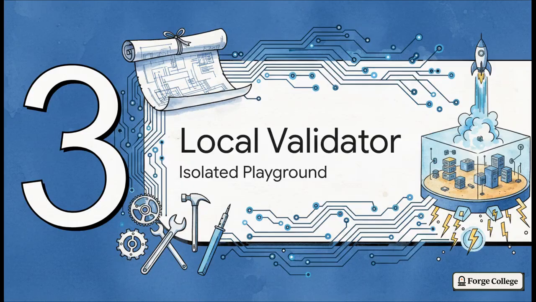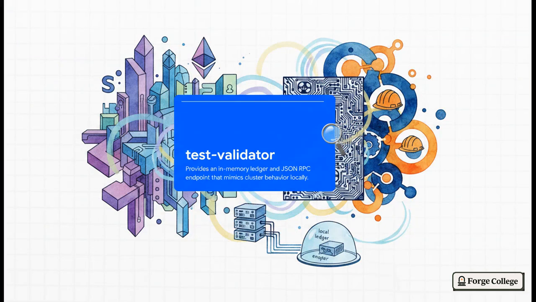All right, Section 3, firing up the local validator. With all those tools installed, it's time to boot up our isolated playground. Back in the Ethereum world, you were probably used to running a local Hardhat node. Well, over here in Solana, we use what's called the Solana-test validator. It provides an in-memory ledger and a JSON RPC endpoint that mimics real cluster behavior entirely locally. It's fantastic because you can deploy and test your programs without ever needing to touch the actual internet.